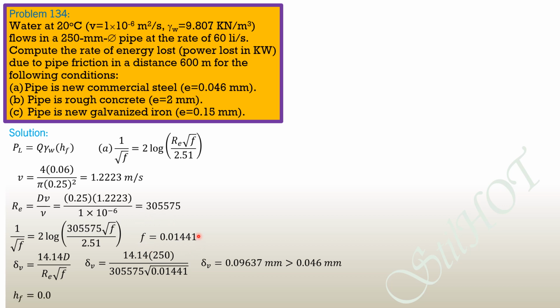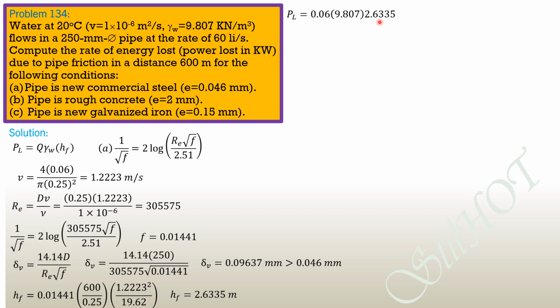So we can now compute head loss: friction factor, length, which is 600 over diameter 0.25, velocity head v square over 2g, 1.2223 square over 19.62. So the head loss due to pipe friction is 2.6335 meters. Then power loss can now be computed. Discharge 0.06 times specific weight 9.807 kilonewtons per cubic meter times 2.6335 meters. So this is in kilowatts and it is equal to 1.550 kilowatts.